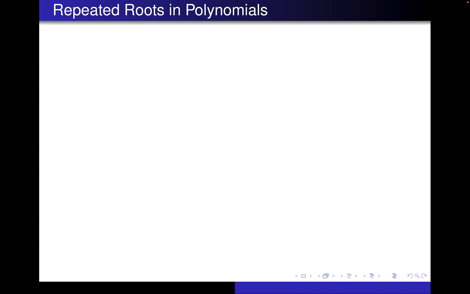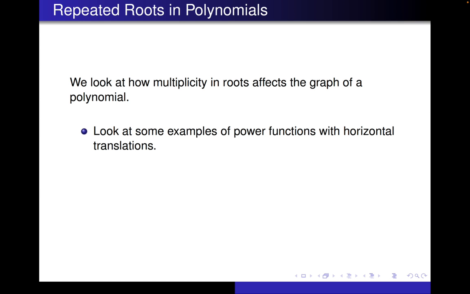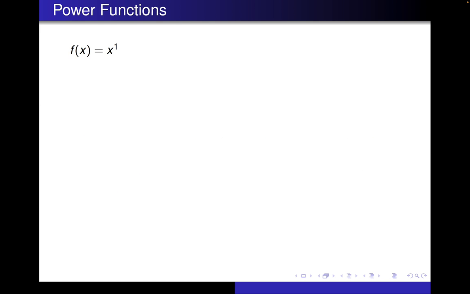Now that we have an idea of how to graph polynomials based upon their roots, we're going to step it up a little bit in complexity and deal with what we call multiplicity in roots and how that affects the graph of a polynomial. So we're going to look at some examples of some power functions and some power functions with horizontal translations to sort of get some intuition about how this might work. We're going to study the example of a polynomial with more than one repeated root. And then we're going to apply these principles to a slightly more complex example. All right, let's take a look.